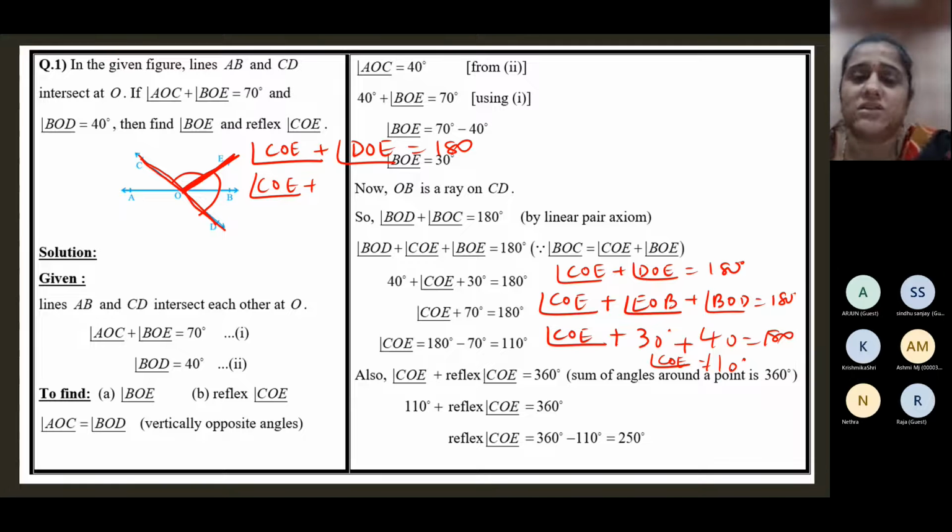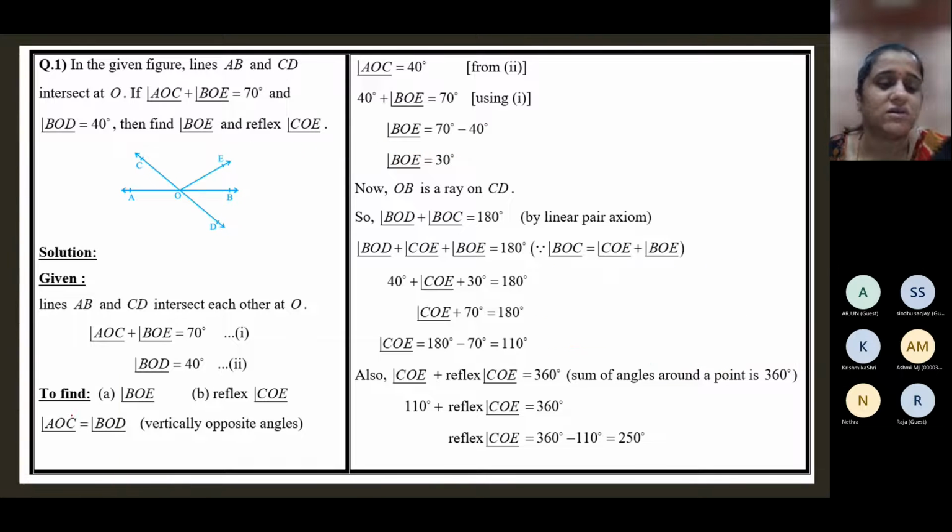I told you the sum of an angle and its reflex will always be 360. Supposing an angle AOB, angle AOB plus a reflex of angle AOB will be equal to 360 degrees. So what I'm trying to say is you can take anything as a ray, children. Not that you must take OB as a ray. See, this is a straight line. You can take OB or OE as a ray.